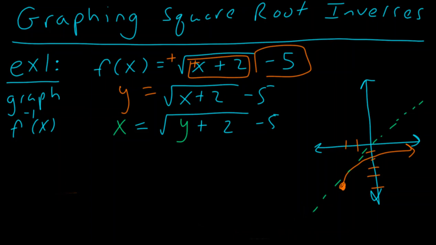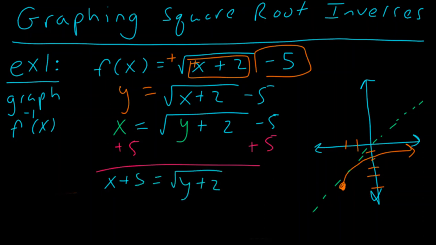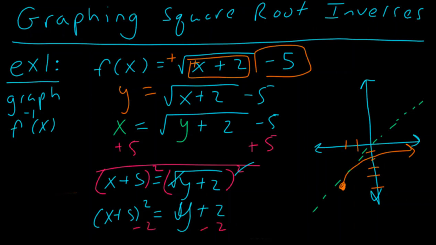Okay, so the very first thing that we're going to do is get rid of our subtraction. We'll add 5 to both sides. We now have x plus 5 is equal to the square root of y plus 2. Well, from here, in order to get rid of a square root, we have to square both sides. Now this will give us x plus 5 squared is equal to, our square root and square cancel, simply y plus 2. And our final step is to subtract 2 from both sides.